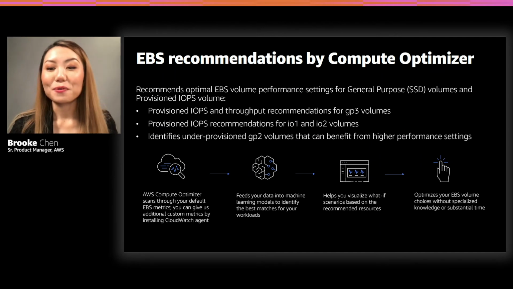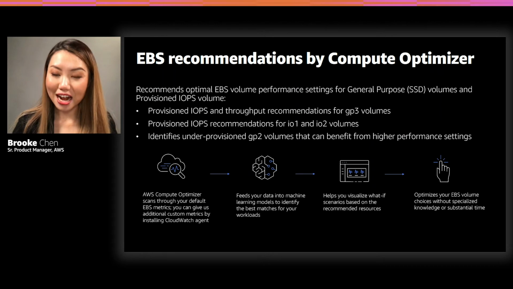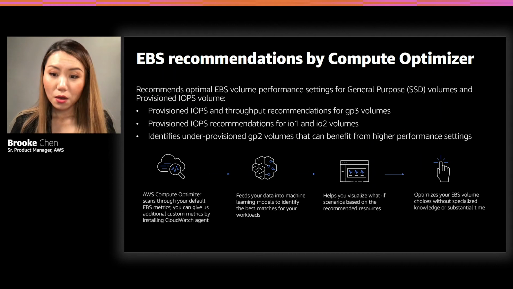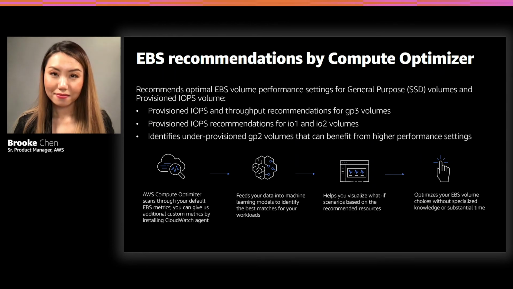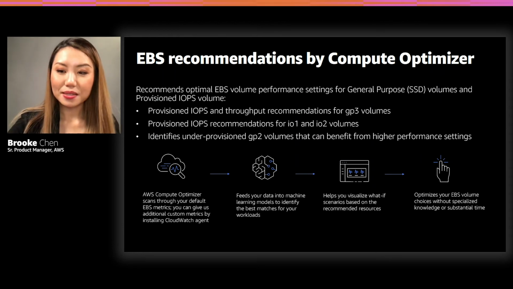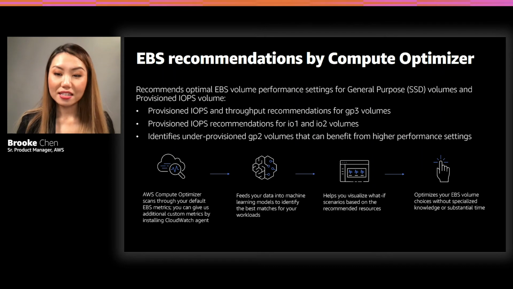Specifically, we will support provisioned IOPS and throughput recommendations for GP3 volumes, and provisioned IOPS recommendations for IO1 and IO2 volumes. We'll also help you identify under-provisioned GP2 volumes that can benefit from higher performance settings. With these recommendations, you can easily save costs and increase the performance of your EBS workloads. And just like before, you can have them for free.